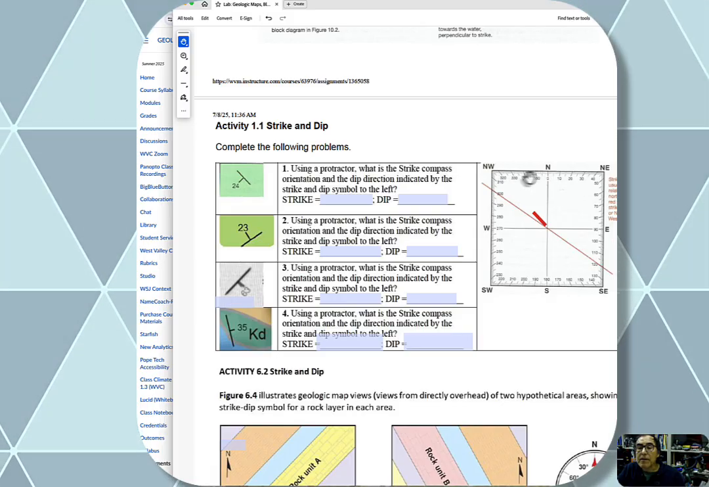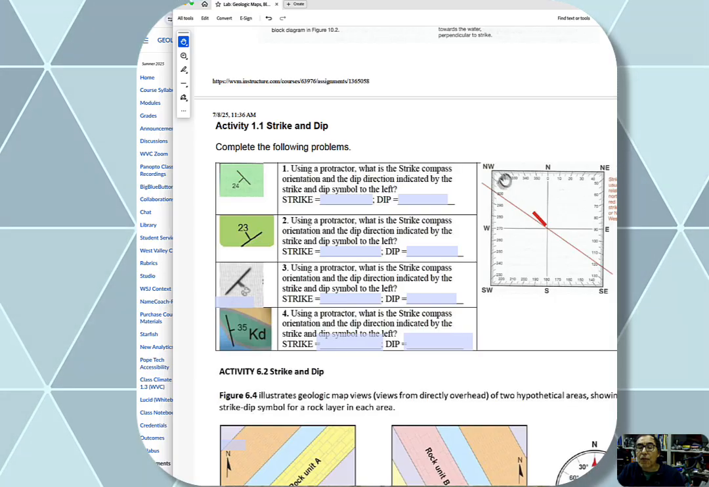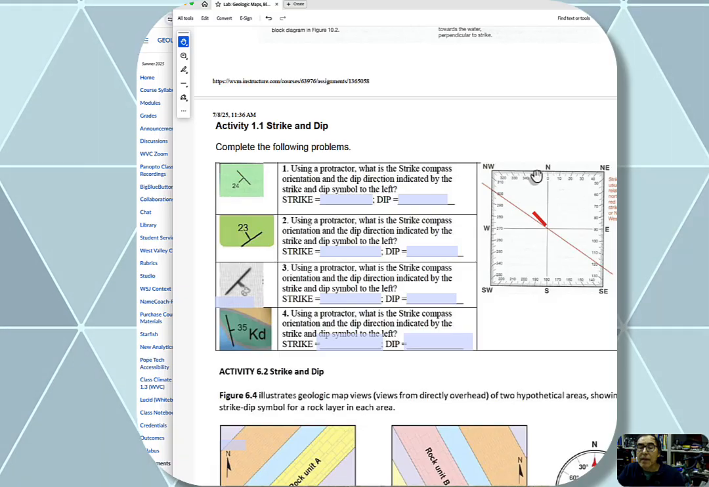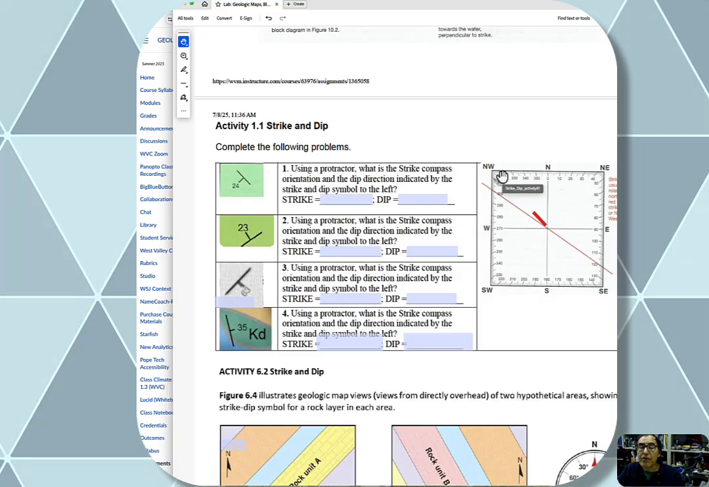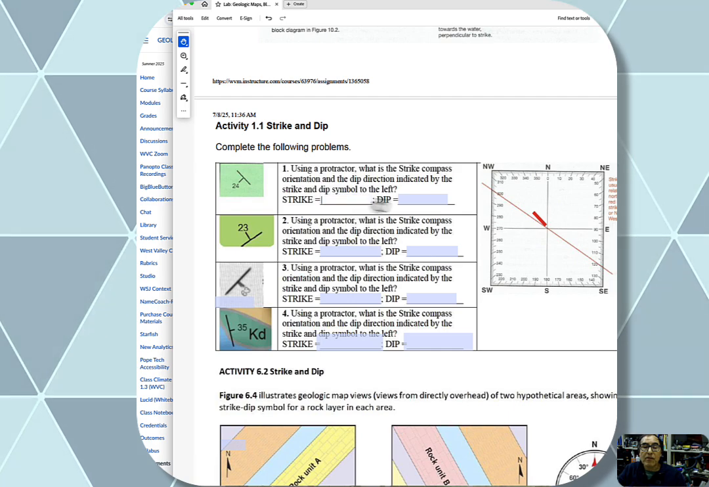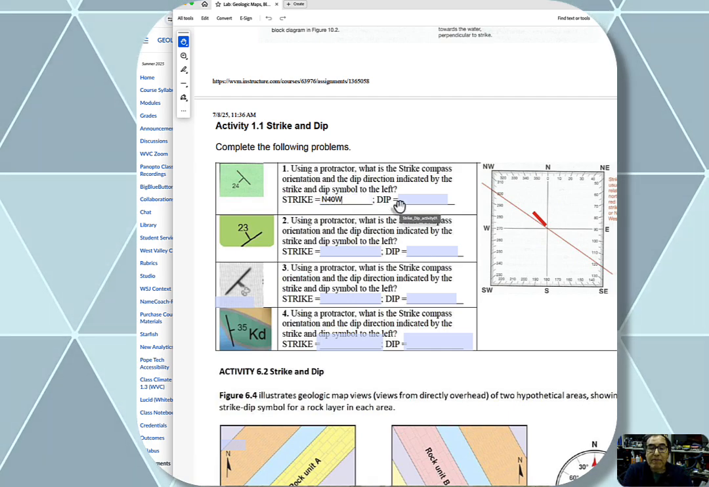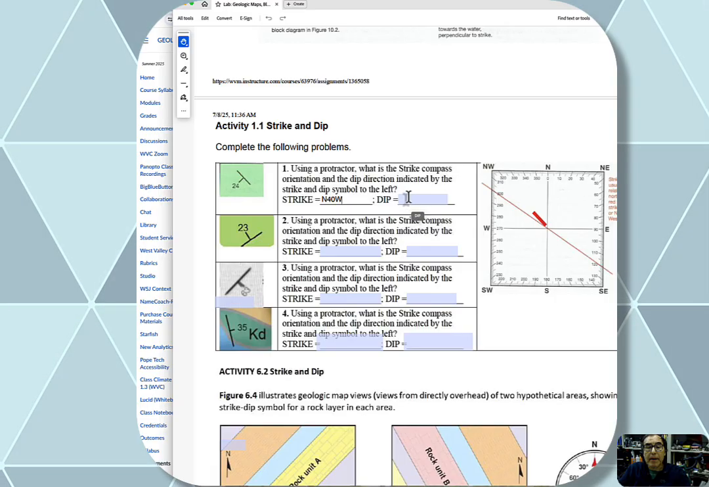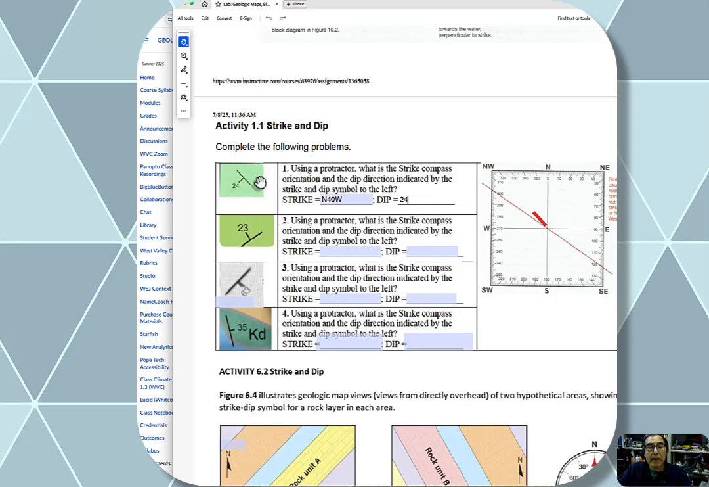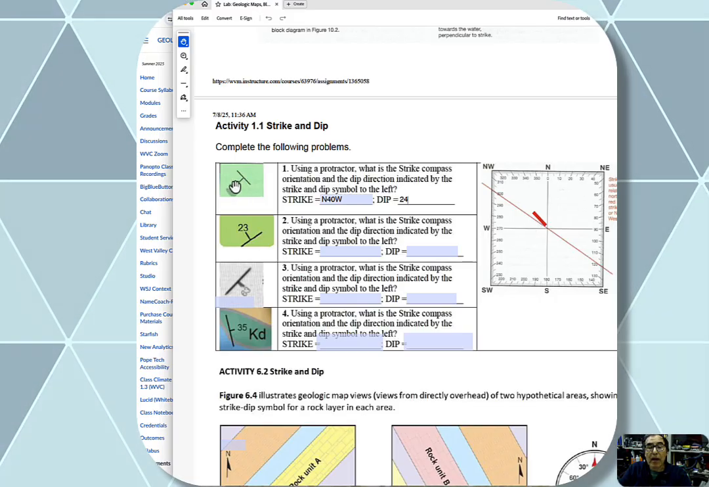So 0, 10, 20, 30, 40. This is going about 40 degrees. So it's trending north, 40 degrees west. So here you'd say the strike is north 40 west. And then the dip, it tells you right there, is 24 degrees. But note that it's inclined in this direction to the southwest.